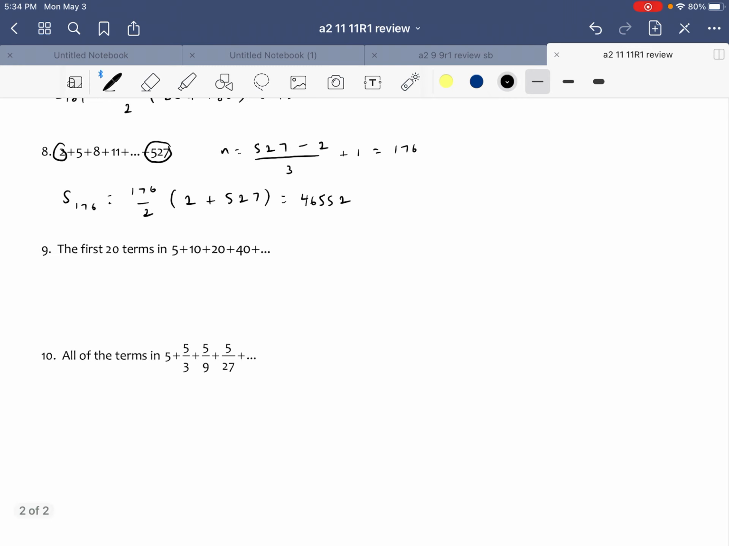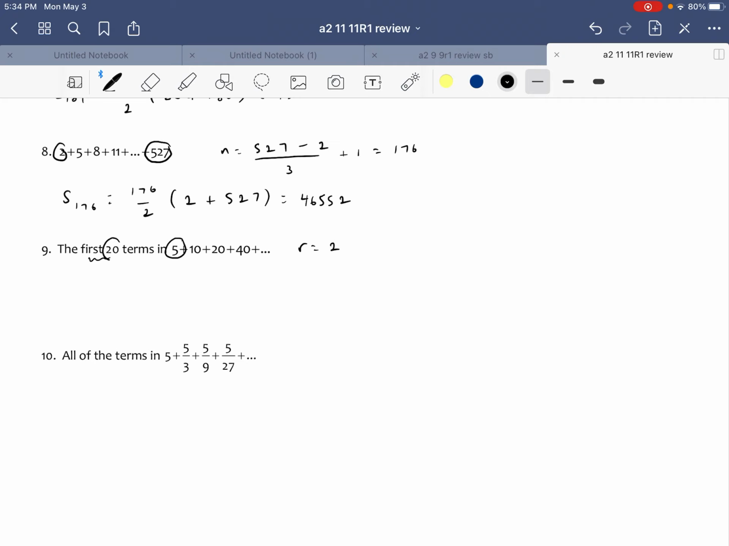The first 20 terms in, 5 plus 10 plus 20 plus 40. This is geometric. And it's a finite series because we're doing a set number. To do a geometric, you need to know your first term. What are you doing from one number to the next? So our common ratio here is going to be 2 because we're multiplying by 2.